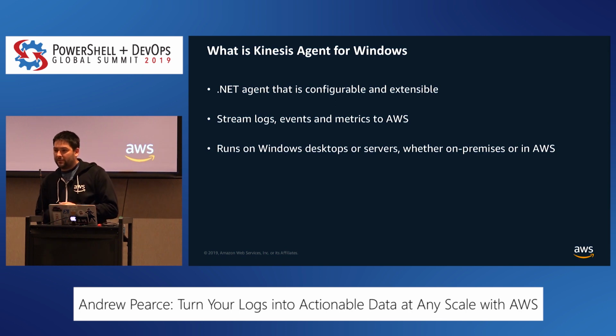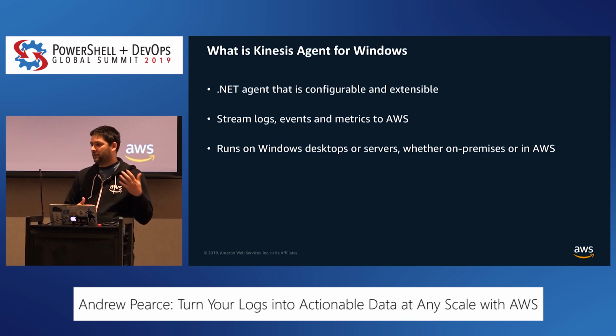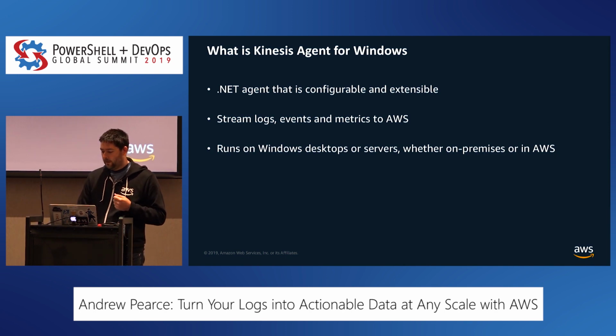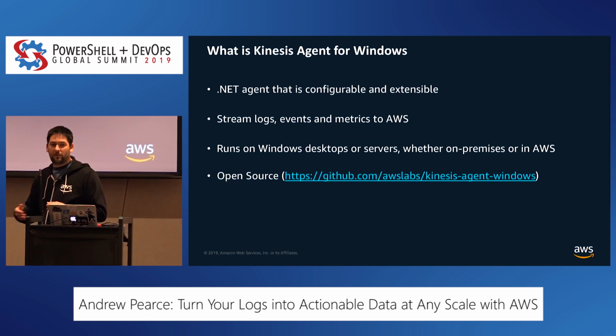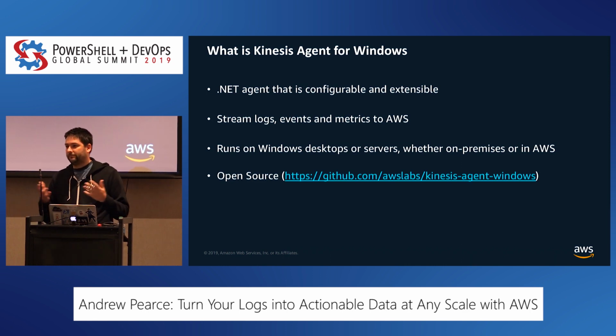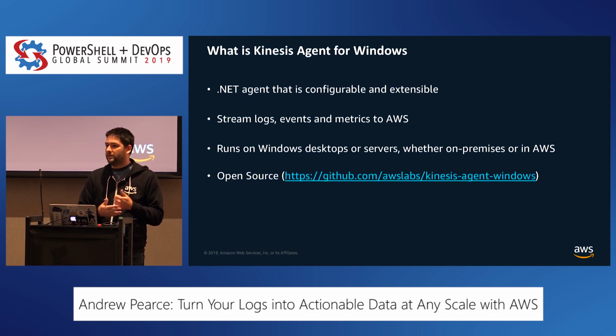And it runs on Windows, desktops, or servers, no matter where they're running. If they're in Amazon EC2, on premises, it makes no difference. You just need to be able to post information to the internet, and the agent can do its job. And it's entirely open source. So if you want to go look at the source code, go and have a look at it. If you need to extend it, if you have issues, it's 100% open sourced in the GitHub repository. So you can go and look at what it's doing and be confident that it does what you need it to do.